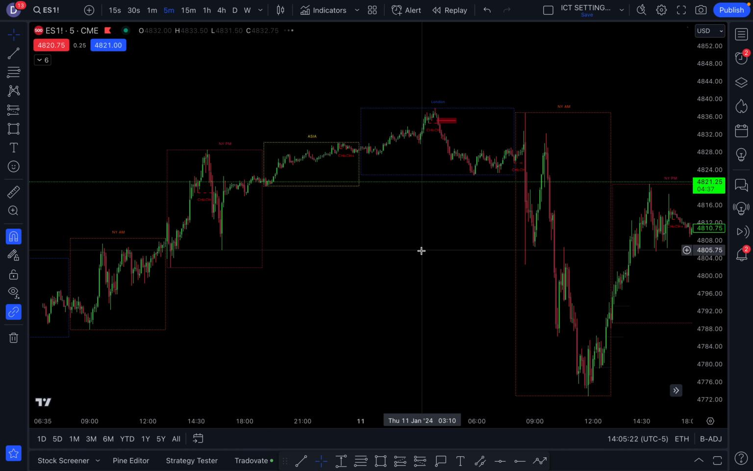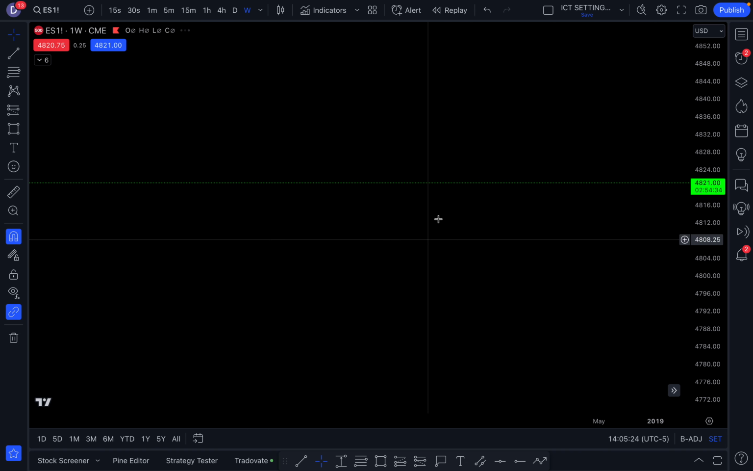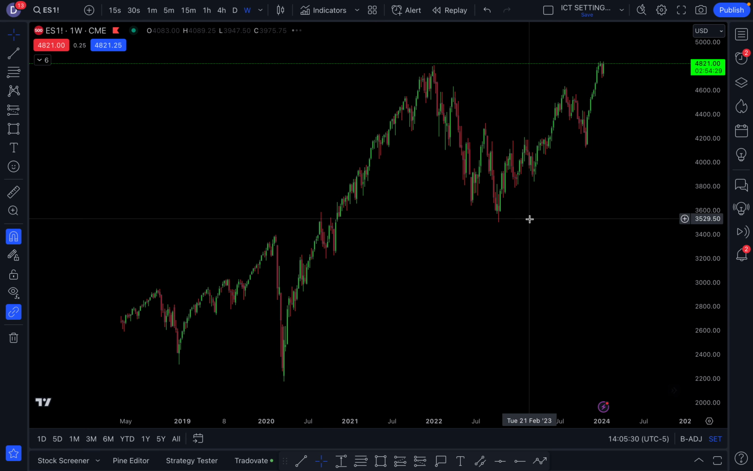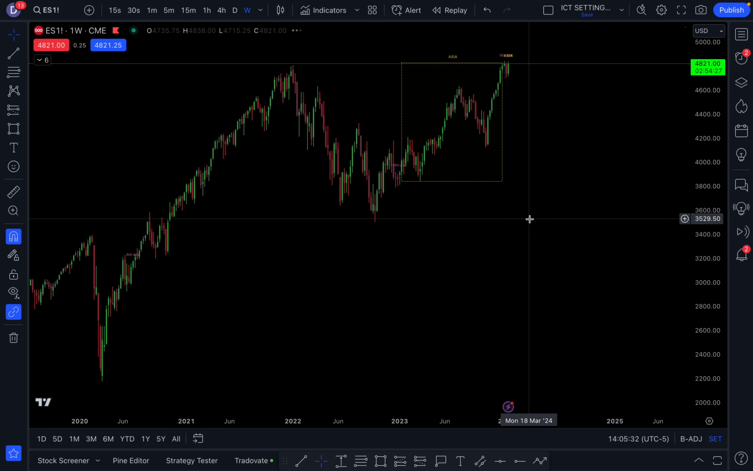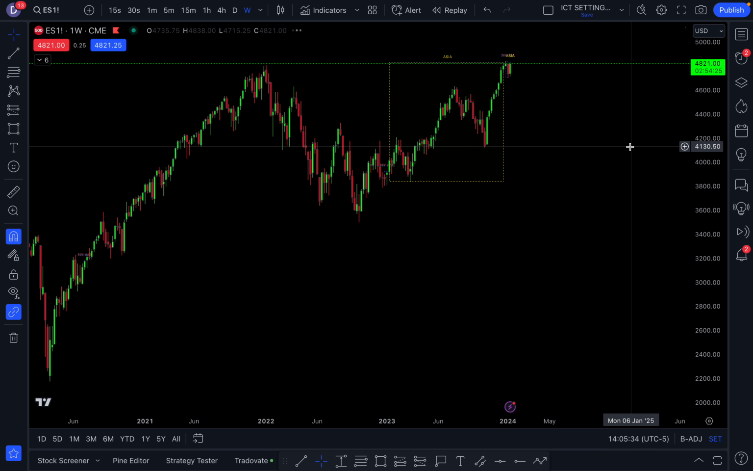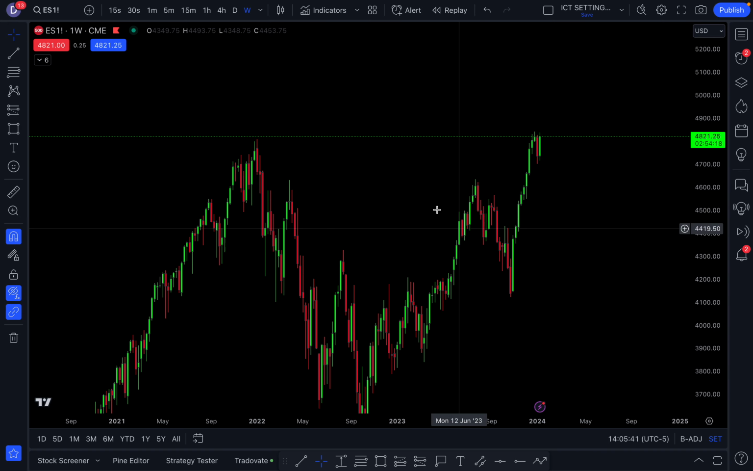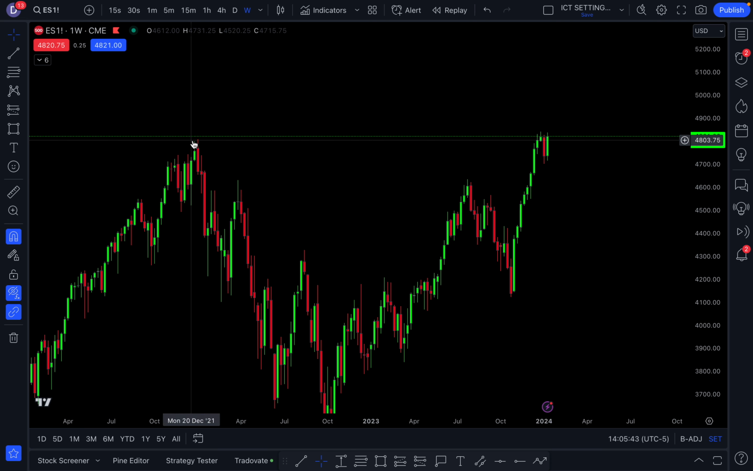So always your bias comes from the weekly candle. You want to spend most of your time on the weekly to see what the price wants to do. Let me just hide the indicators. You want to see what is likely for the weekly candle to do. So now it took its high.